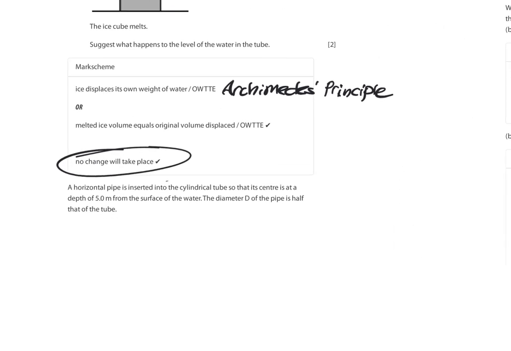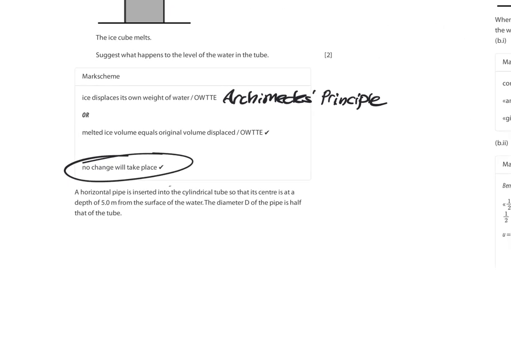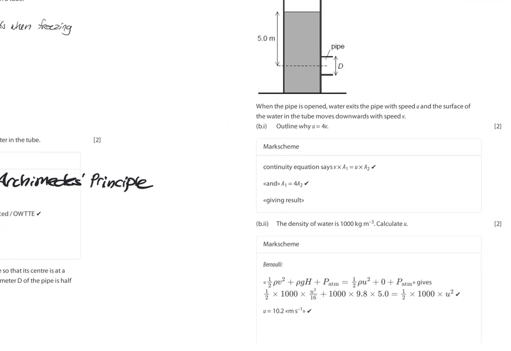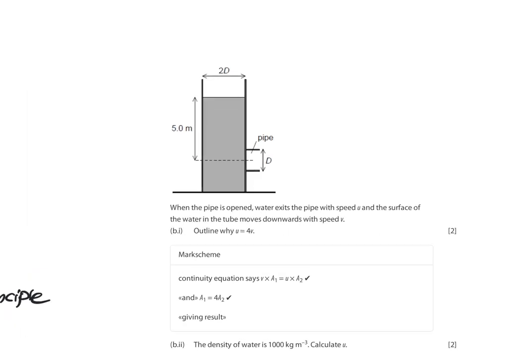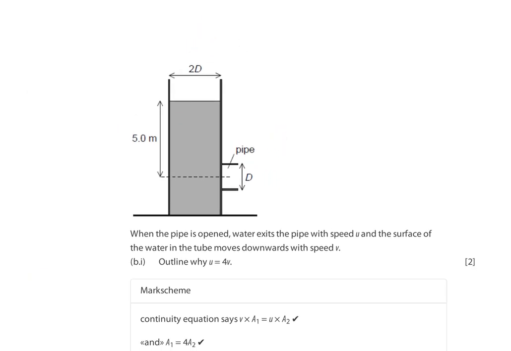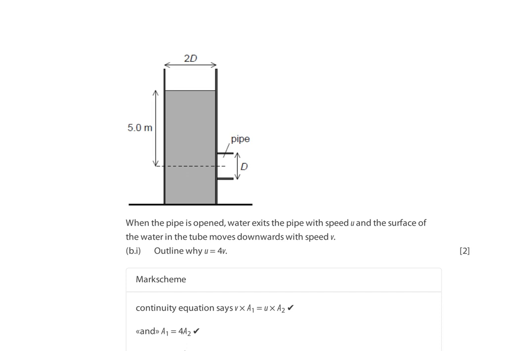But it says a horizontal pipe is inserted into the cylinder so that the center is at a depth of 5 meters from the surface of the water. The diameter of the pipe is half that of the tube. So that's the pipe they're talking about. The pipe is D, the tube is 2D, and the center of the pipe they installed is 5 meters from the top of the tube.